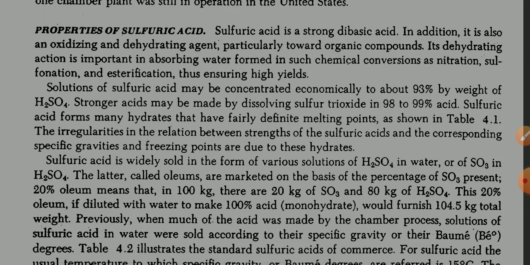Sulfuric acid is a strong dibasic acid. Okay, important point here: sulfuric acid is a strong dibasic acid. In addition, it is also an oxidizing and dehydrating agent, practically towards organic compounds also. Simply, sulfuric acid is a strong dibasic acid. In addition, it is also an oxidizing and dehydrating agent, particularly towards organic compounds.